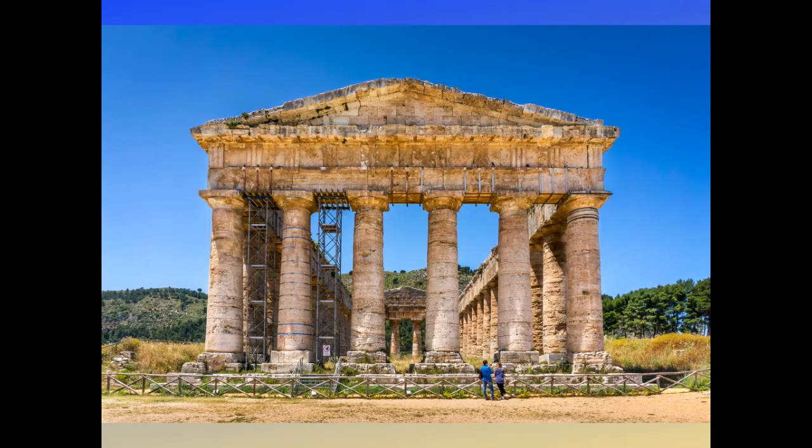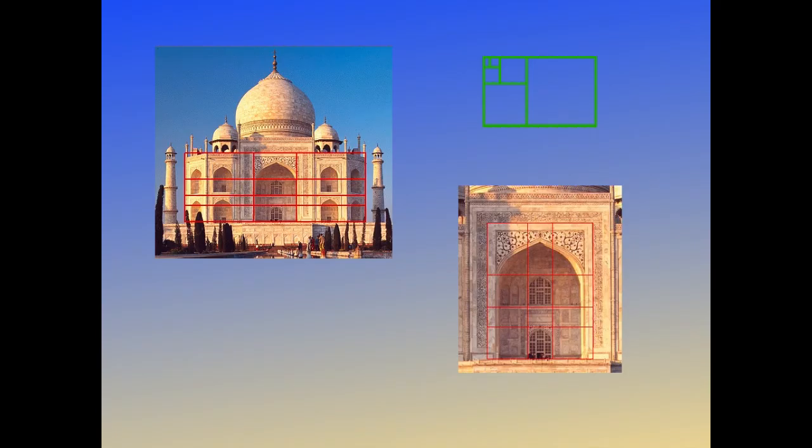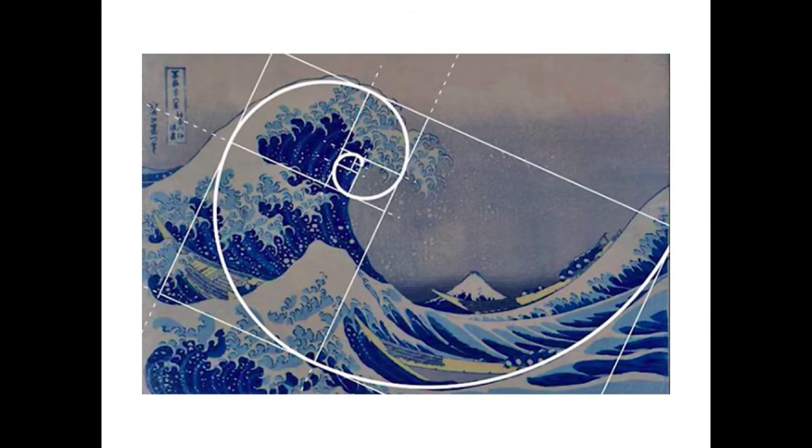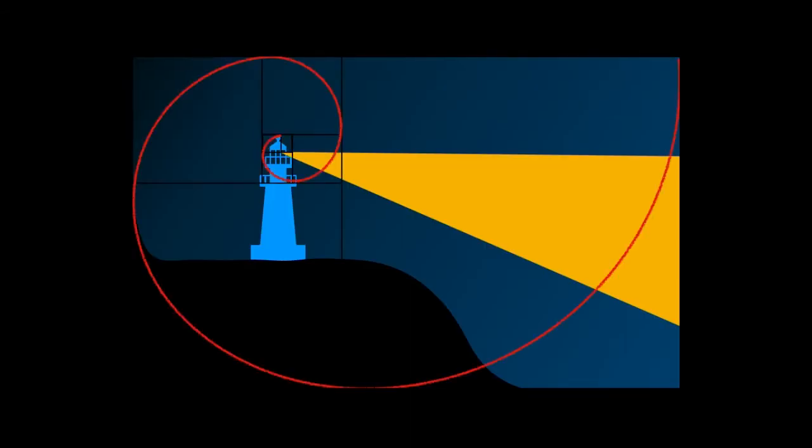Architects have been fascinated by these ratios. This temple from Sicily, based on the Parthenon in Greece, we see the golden section at work, as we do in many structures in the Taj Mahal. We see the Fibonacci spiral at work in the human body, in art, and in design.